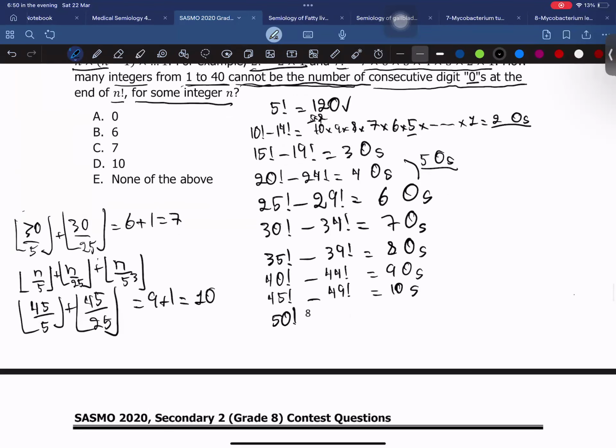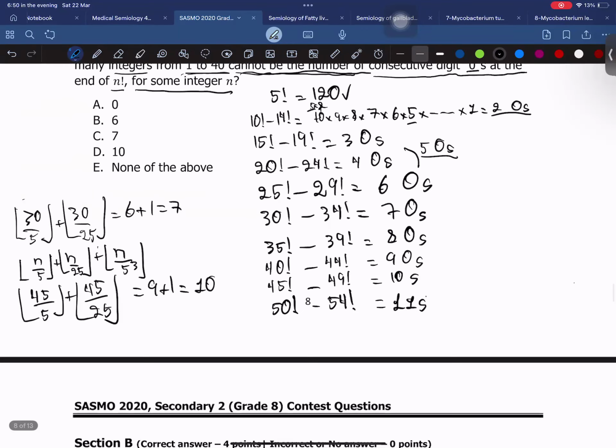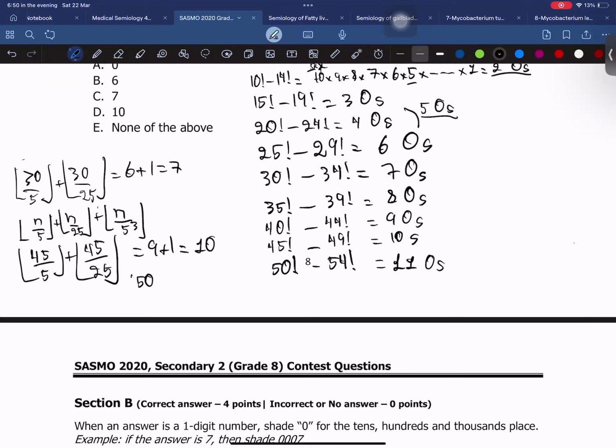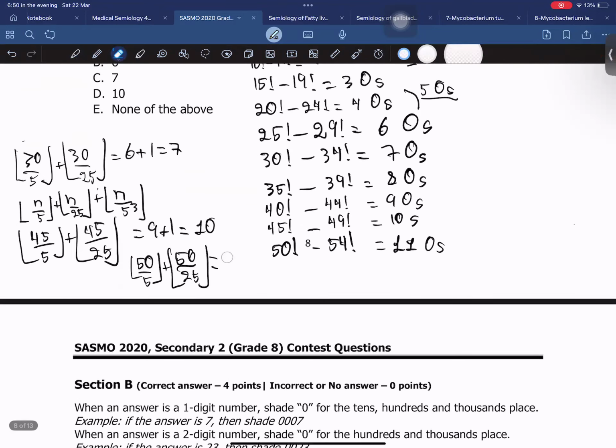So it's 50 factorial. We're going to have it till this. Let's make sure of it: 50 over 5 plus 50 over 25. Okay, yeah, in here we can find a pattern.